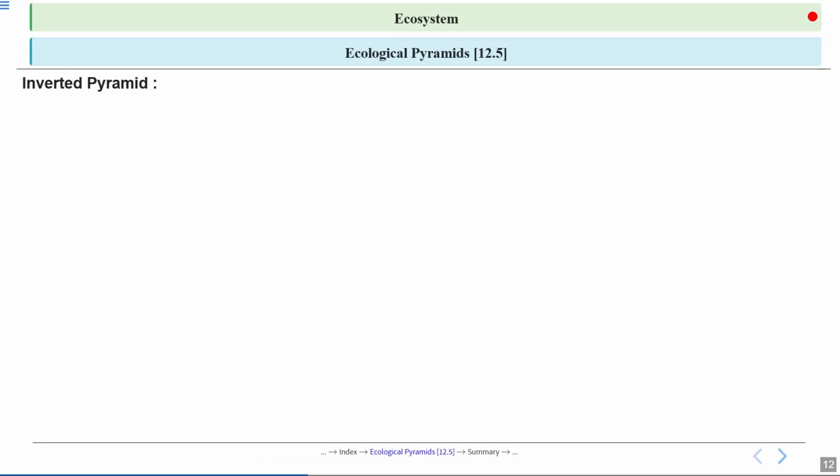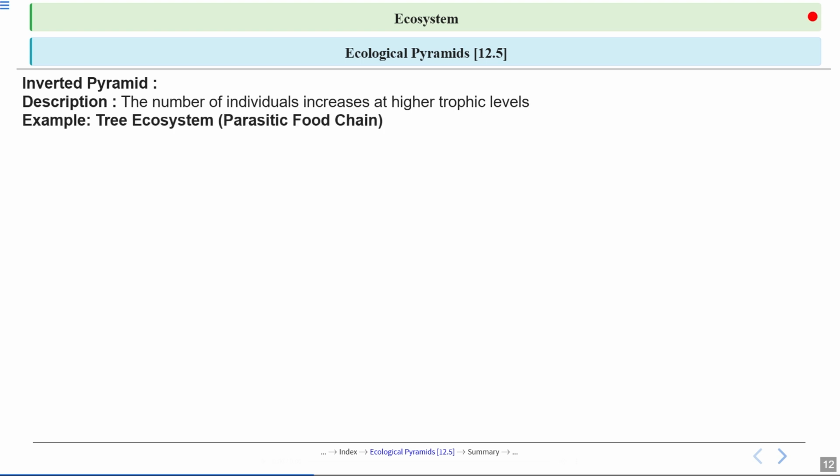Let's talk about in which case the pyramid of number is inverted. Now, an inverted pyramid is a population diagram that is much wider at the top than it is at the bottom, which is exactly opposite of the upright pyramid. So here you can see in an inverted pyramid, the top will be the widest one. In an inverted pyramid of number, the number of individuals increases at higher trophic levels. So that's why the top trophic level will be the widest.